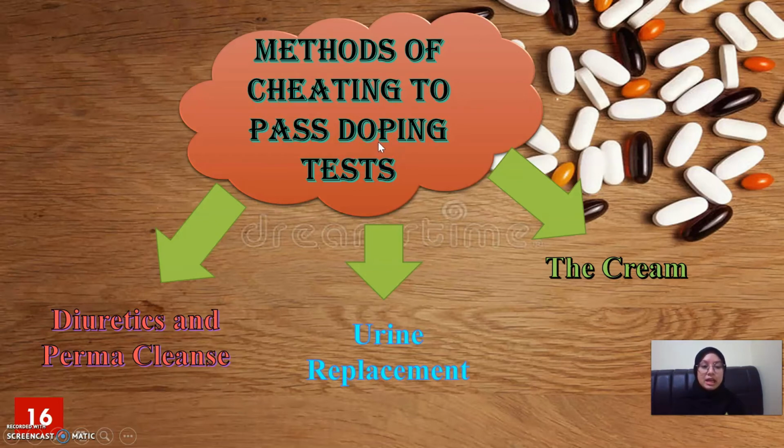Okay, there are many methods of cheating to pass the doping test. So for today, I want to present only three methods of cheating to pass the doping test. First is diuretic and pharmaceuticals, then urine replacement, and last, the cream.